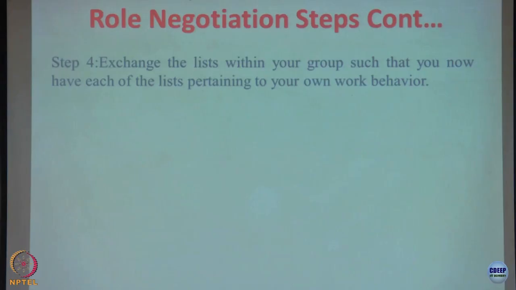After this, exchange a list within your group such that you now have each of the lists pertaining to your own work behavior. So if there are six team members, all six team members will make these three lists. They exchange these lists with each other. So I get the perception and the offer for the contract from all other team members, and I extend my offer and contract and request to all other team members.